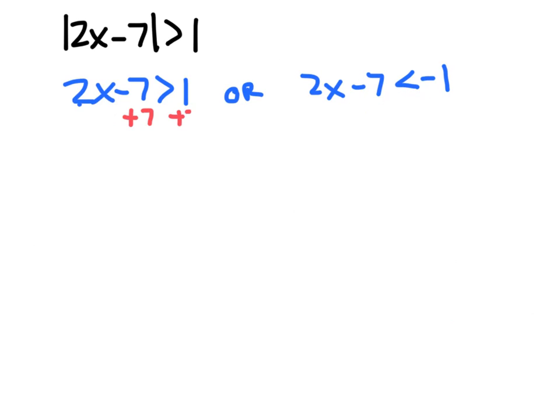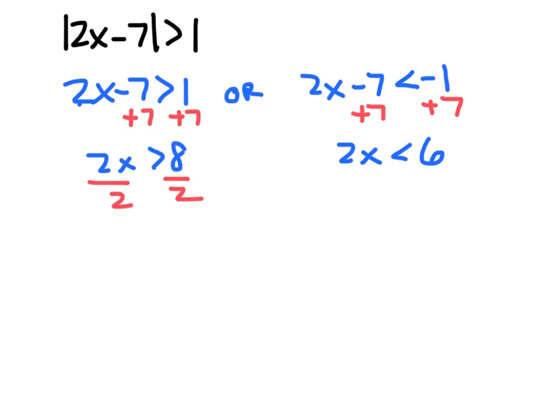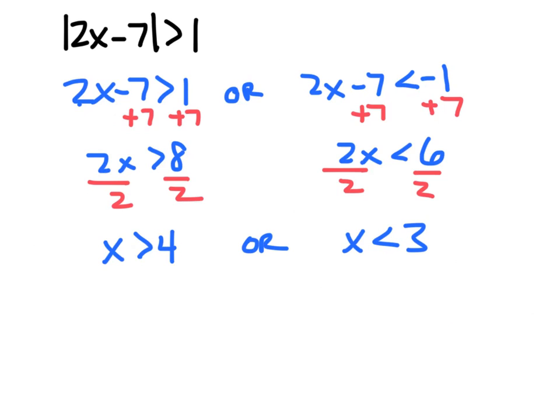We can do both at the same time. We know that we need to add 7 to both sides here. So 2x is greater than 8, or 2x is less than 6. These all need to be divided by 2. So I have x is greater than 4, or x is less than 3. And I realize that these are written kind of backwards from where they'd be on the number line, but I always like to keep my original first.